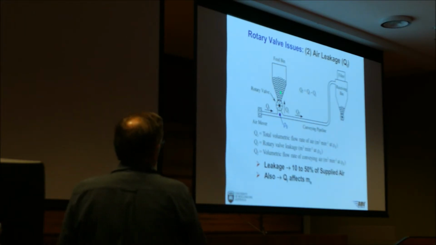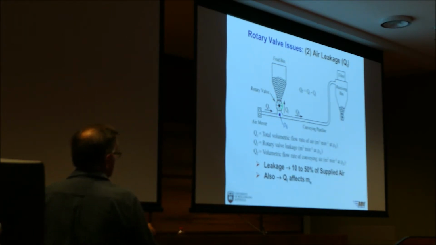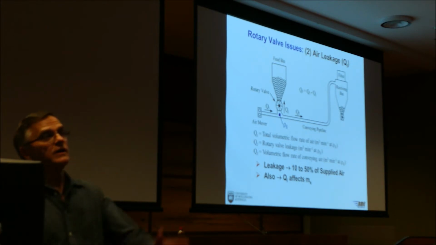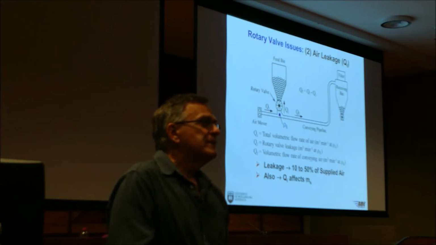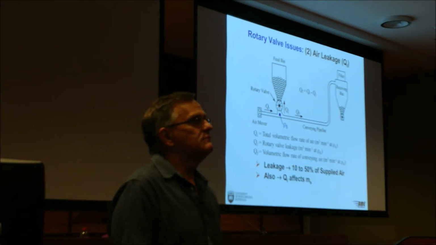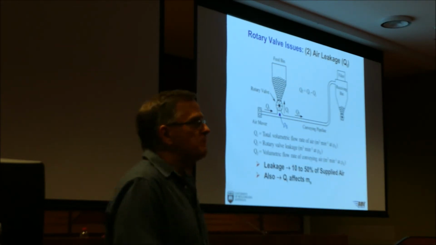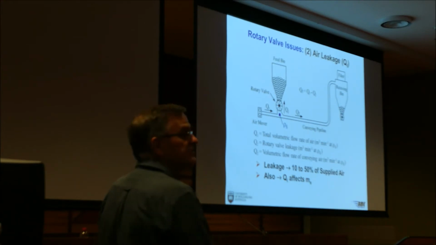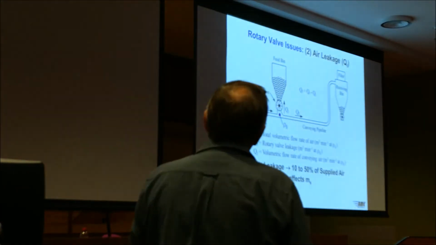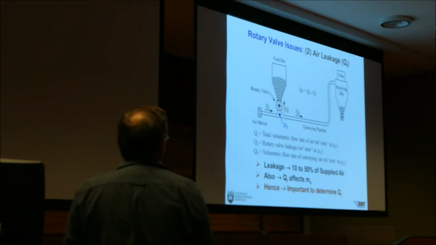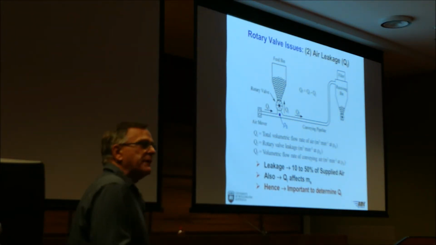Also, the more air you lose, the more the air wants to go up and the powder wants to come down. So the more air you lose, the less powder will go into the valve, and that will reduce your alpha, as I showed you previously. So leakage also affects your feed rate capacity. For all those reasons, it's important to determine your leakage somehow.